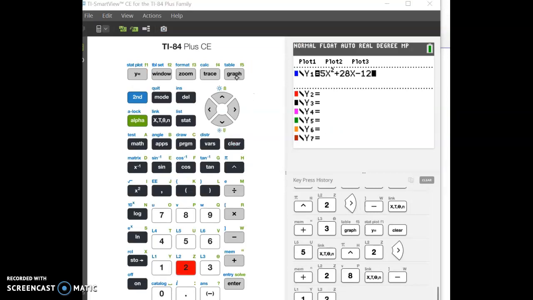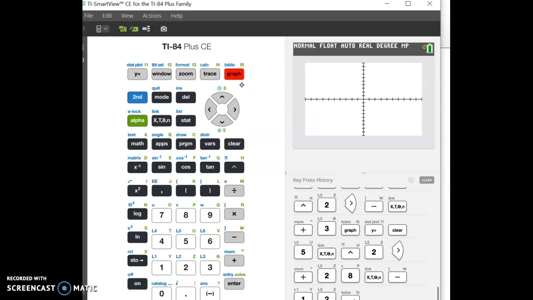So I'm gonna enter it in, and then I'm gonna hit graph. And you see, ooh, this one actually does cross. So looks like this is going to be 1, 2, 3, 4, 5, 6. So it looks like -6 is going to be one answer. And then this one's going to be some decimal.